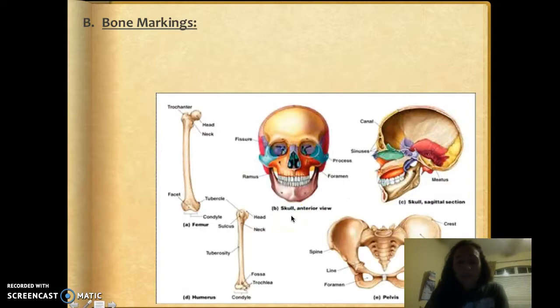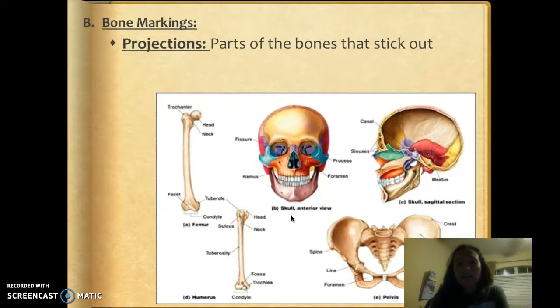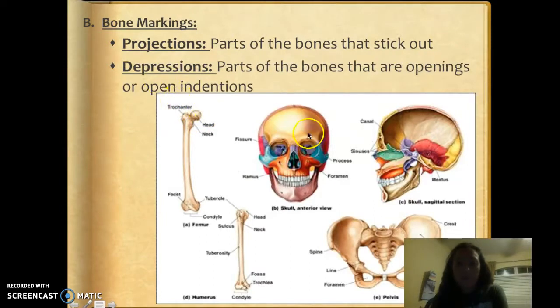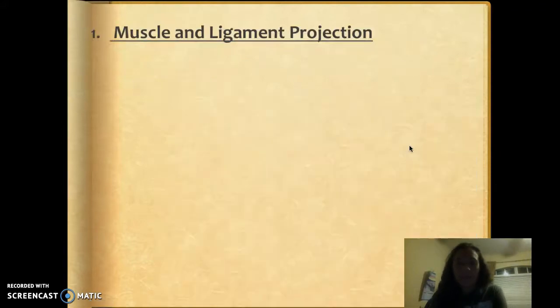When you look at bones, you're also going to see certain markings that give you identifications. Projections are anytime anything is sticking out of the bone. So that would be this part right here, where it sticks out of the bone. Depressions are like these, parts that are openings or indentations. Anytime you see all these little indentations, like where your eye sockets go, usually they're areas in which organs go. Here's a huge one here. That's where your brain goes. It's a huge depression.